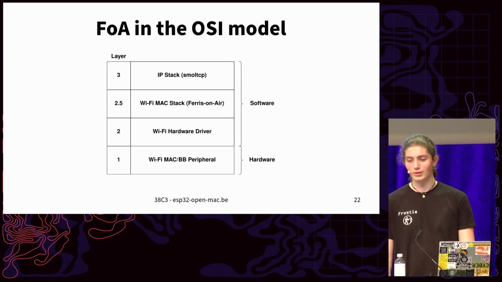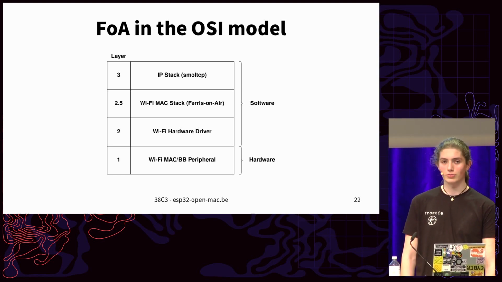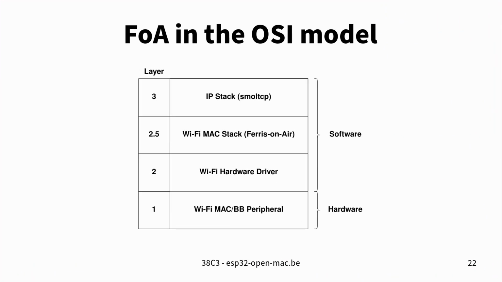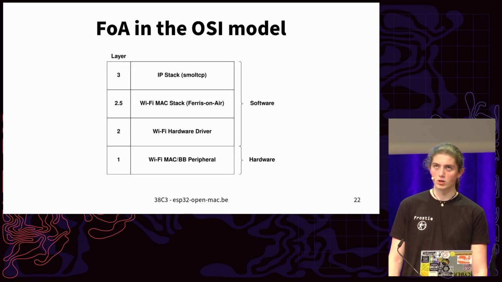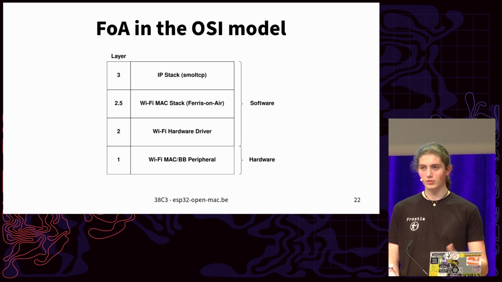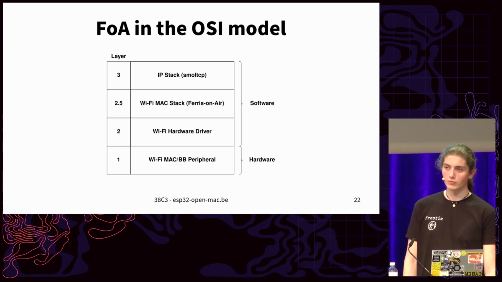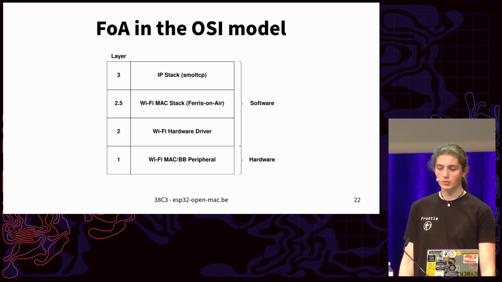So at layer 1, you have the hardware, which is the MAC and baseband peripheral, which generate the RF signal and do some parts of layer 2. And directly on layer 2, you have the Wi-Fi hardware driver, which I also wrote in asynchronous Rust. It has a rather simple API. You can just tell it to transmit a frame, give it certain parameters, and it will just go and do that and wait for an ACK. And for receiving, there is also a similar API.